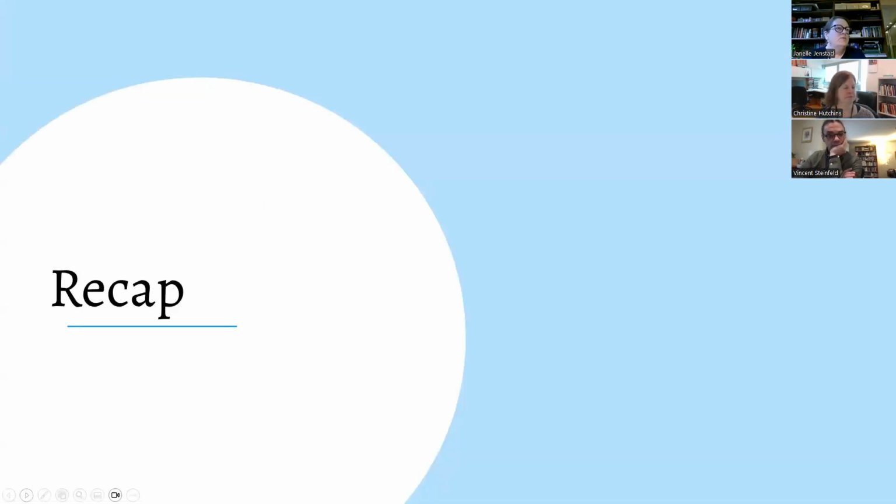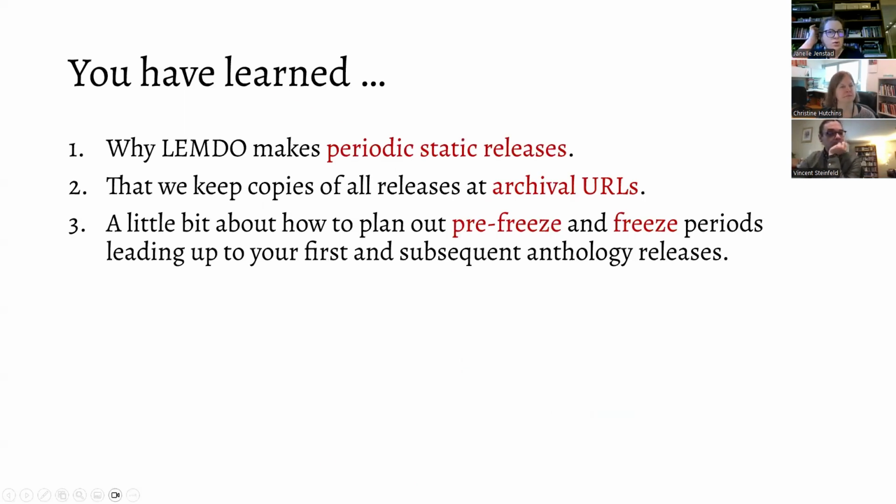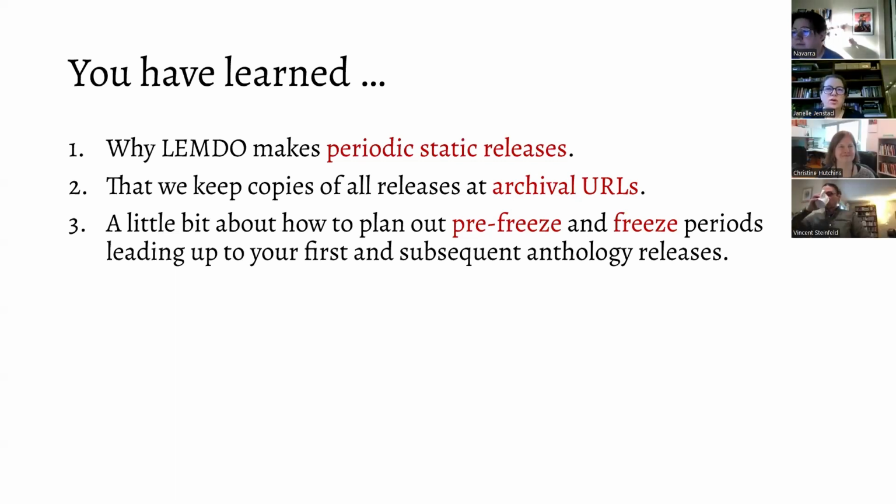Okay, so just recap here. You have learned why LEMDO makes periodic static releases. You have learned that we keep copies of all releases at archival URLs. Okay, we are not like the Bodleian. We do not throw out our first folio when we get a third folio.